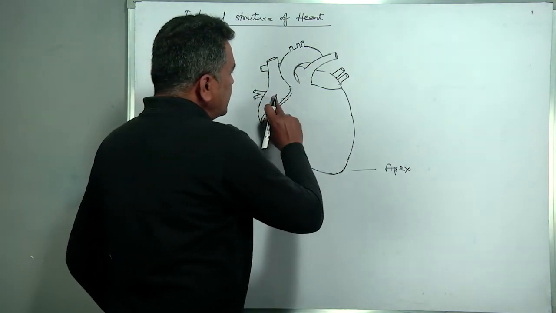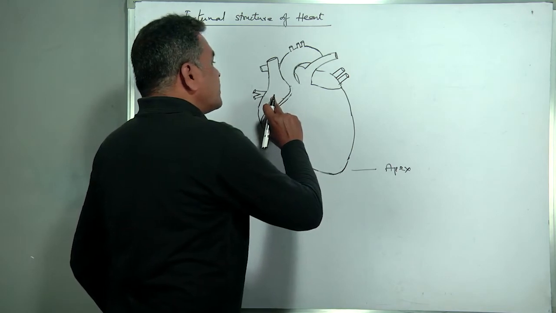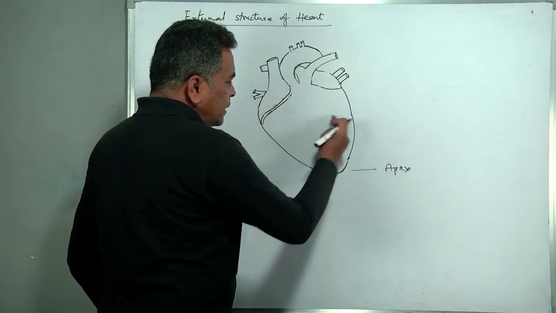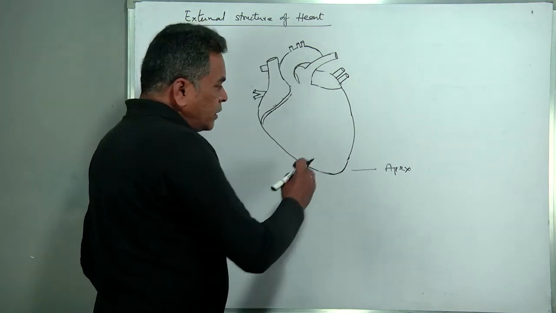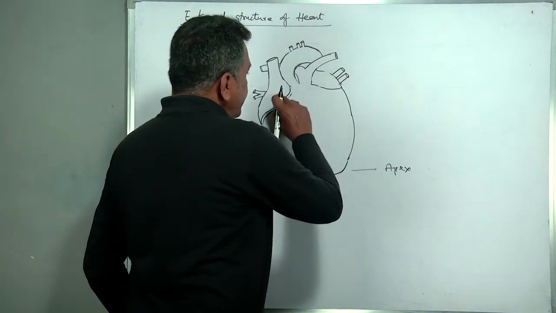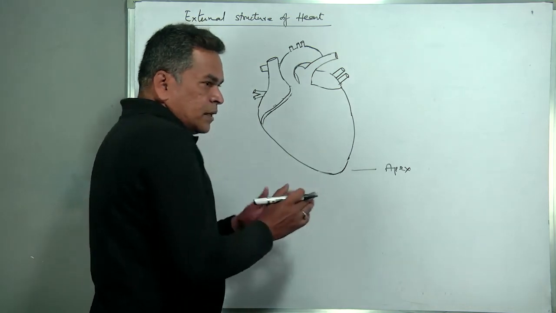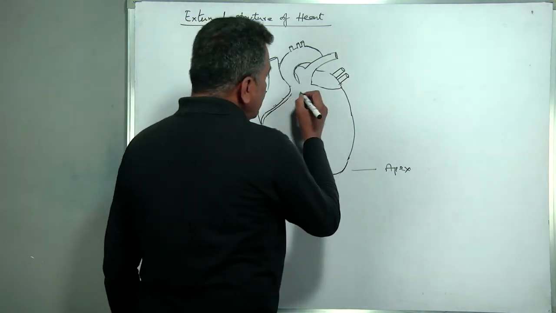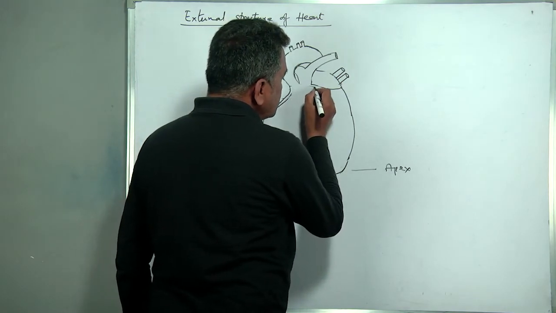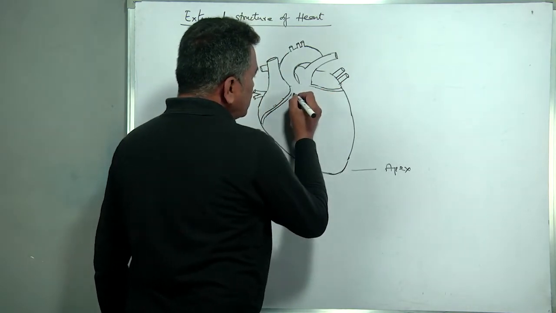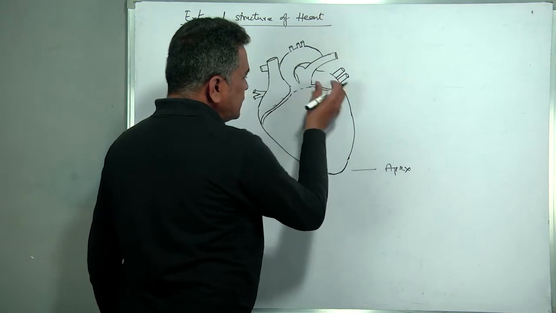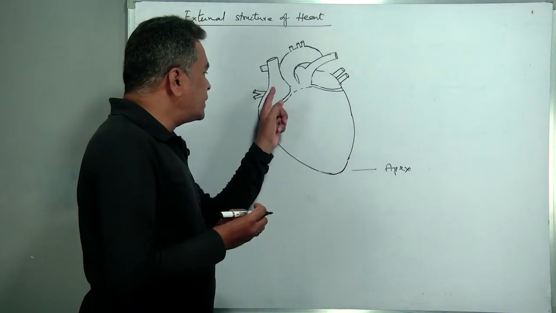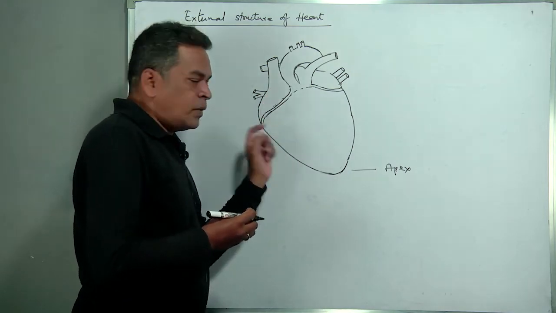Now, as we know the heart is made up of four chambers, two atria, these are the atria, and here is the ventricle. That means atrium and ventricle. Externally, you can find a groove here. This groove indicates the boundary between the atrium and the ventricle.